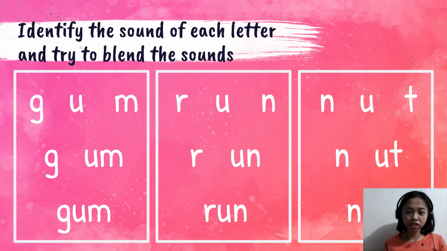What are the letters? N, that sounds N. U, that sounds uh, and T, that sounds T. Now, if you put together the sounds of uh and T, it will become ut. Say ut, ut. N plus ut, it will become a nut. Say nut, nut. That's great.